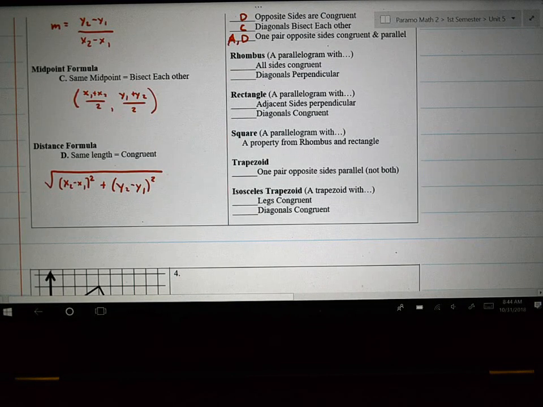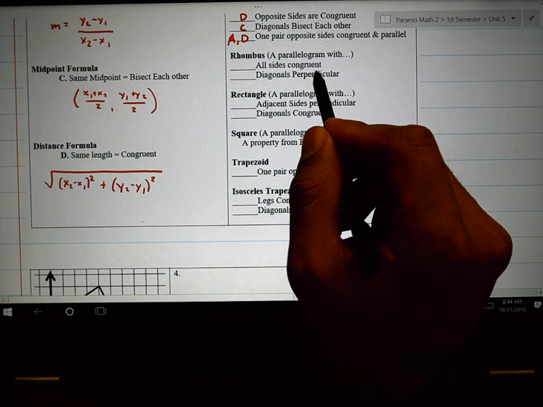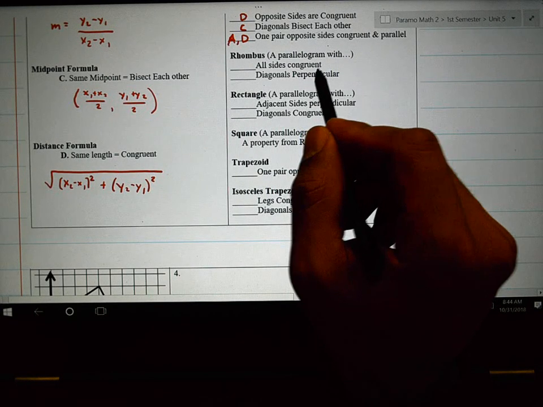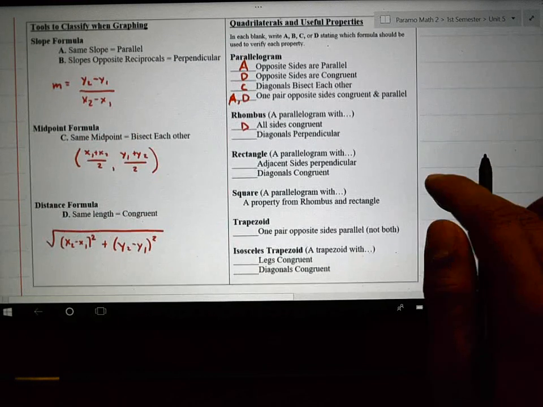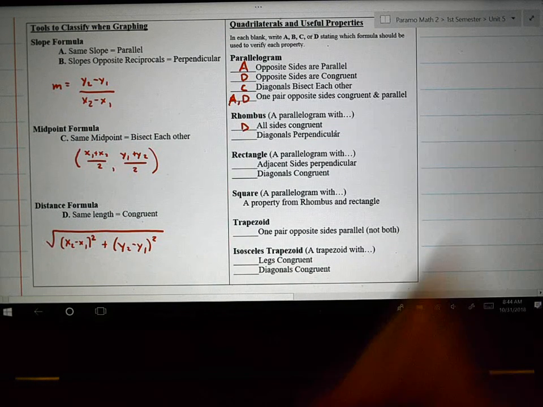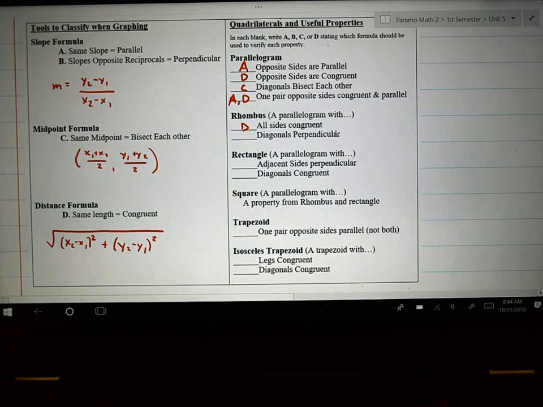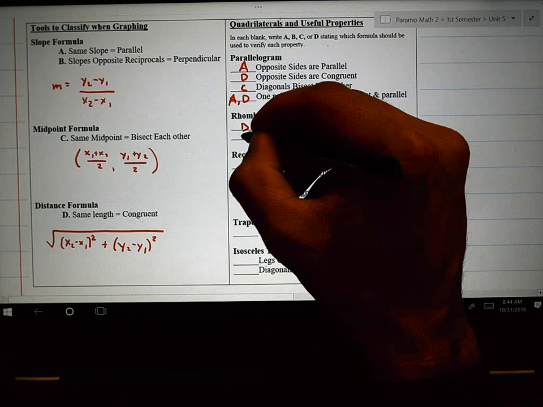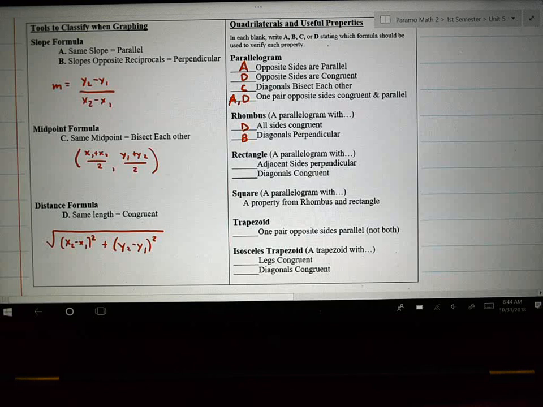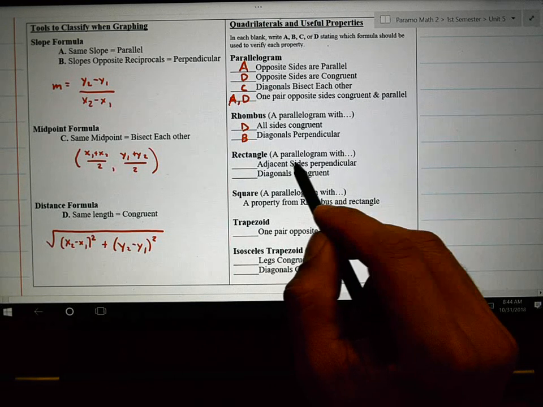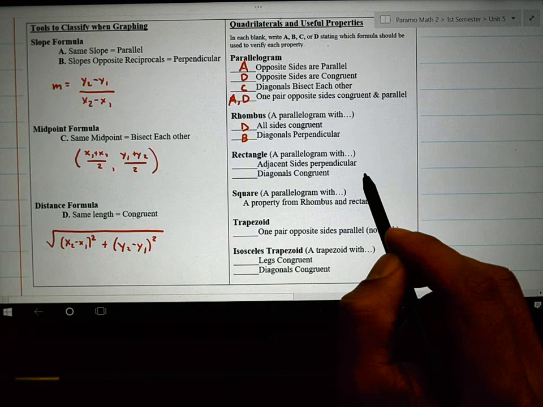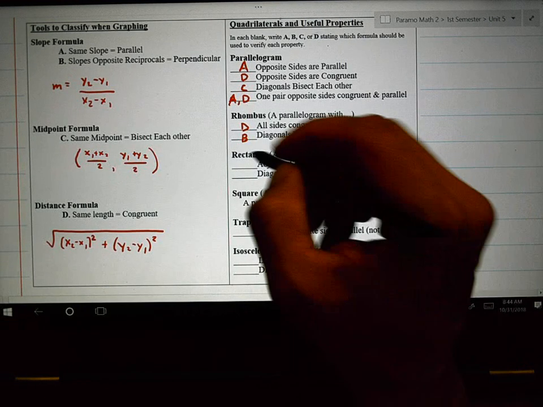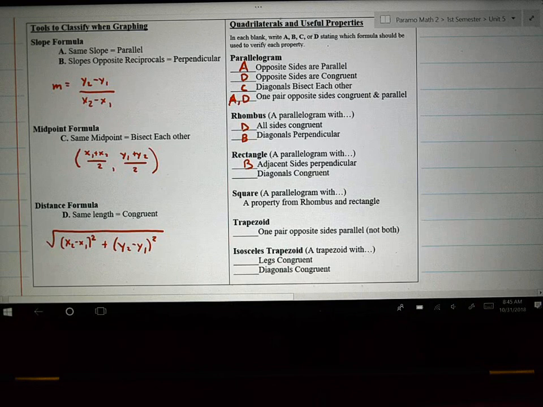All right, a rhombus, all sides congruent. That has everything to do with distance. So distance would be D. If the diagonals are perpendicular, there's only one letter here that deals with perpendicular. If you know that letter, say that letter out loud. Rectangle, adjacent sides perpendicular. So there's only one other thing that we have to do that deals with perpendicular. What letter is that? For those of you who said B, there are 3 of you I heard. Perfect, you have it correct.